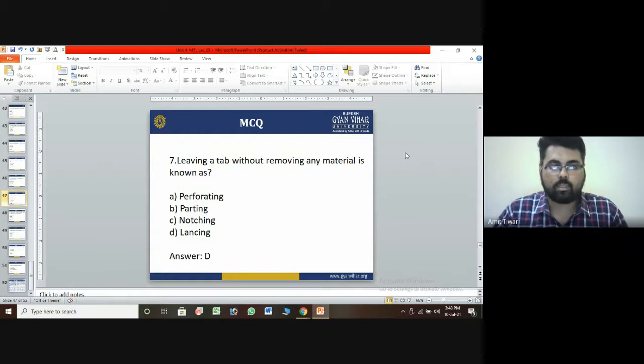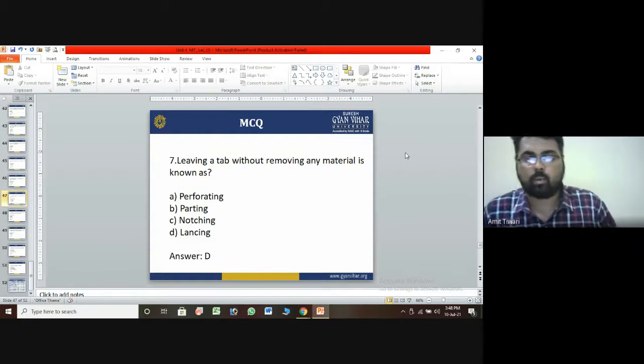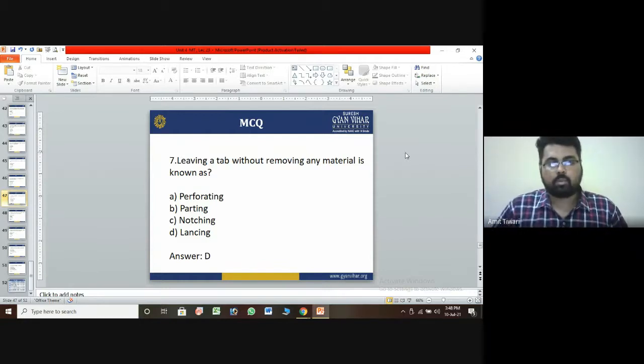Seventh question: leaving a tab without removing any material is known as: the options are A, perforating, B, parting, C, notching, and D, lancing. The correct answer is D. As we know, leaving a tab without removing any material is known as lancing, which we use for the operation.